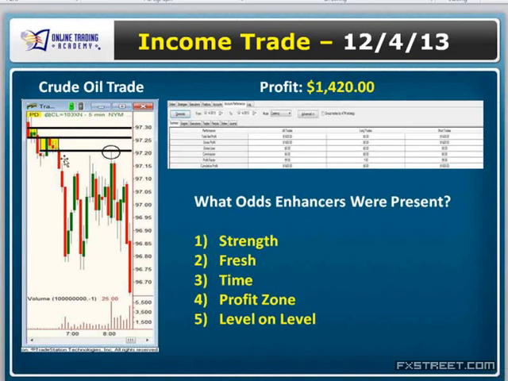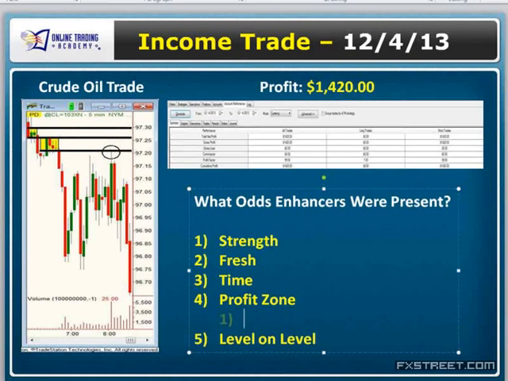So here we had a number of odds enhancers in play. Again, number one and number 4 are tied together. Strong drop in price away from the level. Prior to the entry here, it was a fresh level, meaning price had not come back there. Time at the level, price didn't spend much time, and then profit zone. So remember, how did price move away? Was it a strong move in price? And how far did it go? So there's really two things there, right?